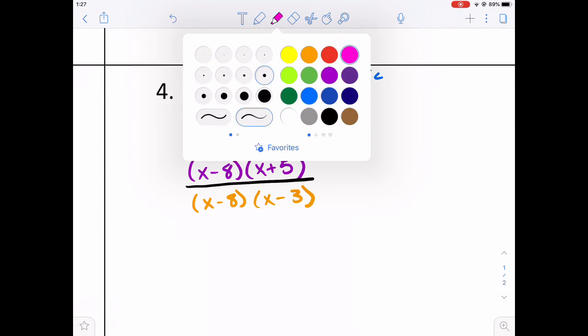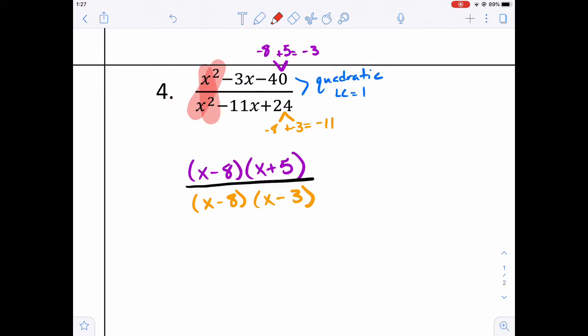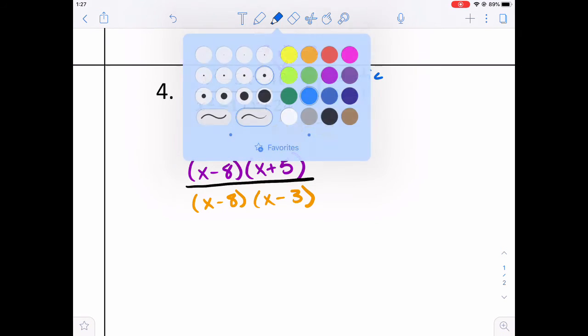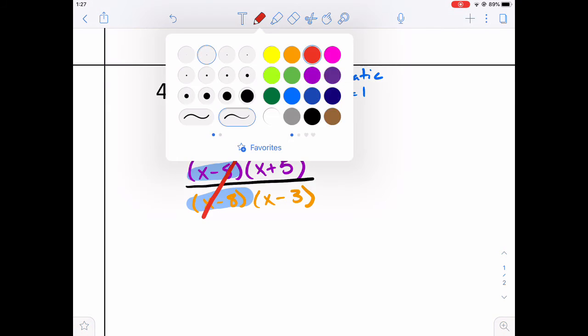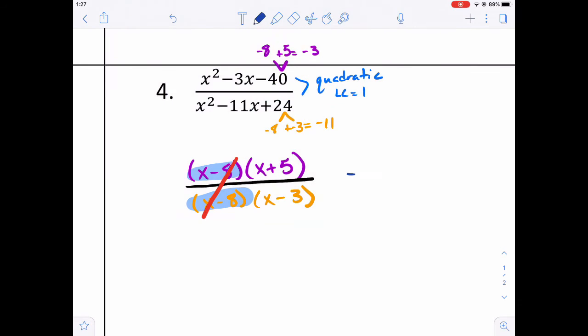The number one mistake people make is they go, oh, let's get rid of those x squareds. You cannot do that. You cannot eliminate when they are attached to something with a minus or a plus. We can eliminate now because everybody is attached with a multiplication. So we have to eliminate full factors. So we've got to eliminate these two parentheses. They are the same. They will cancel each other out. And so we're going to be left with x plus 5 on the top. We don't need the parentheses anymore because it's alone. And on the bottom, x minus 3.